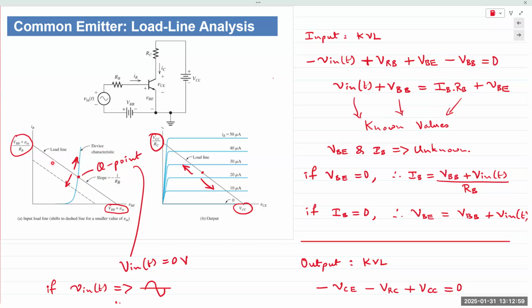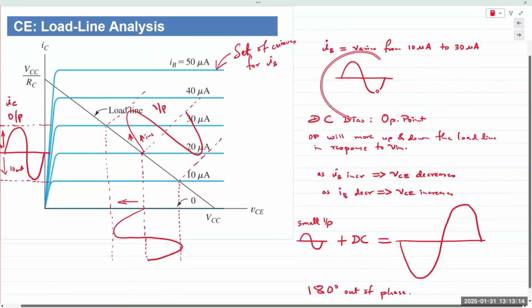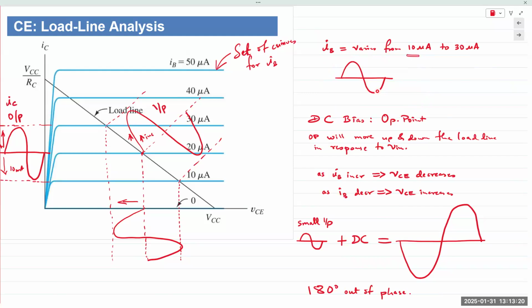Now, if you apply an AC input on top of our DC voltages, then that Q point is going to shift. It's going to move up or down, depending on the AC input, right? And so that's what happens here. So let's say IB changes from some random numbers, and I chose 10 microamps to 30 microamps. So let's say it changes from 10 to 30 microamps.